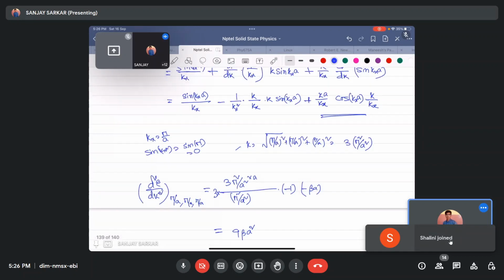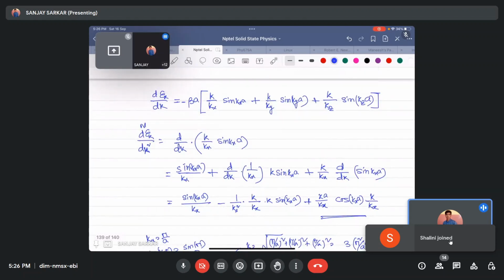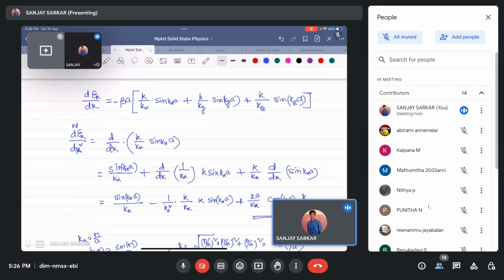Is it so? What about the others? Who calculated this? Renuka Devi, did you calculate like this or some other way?